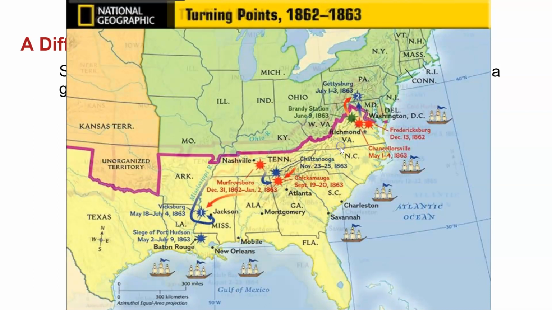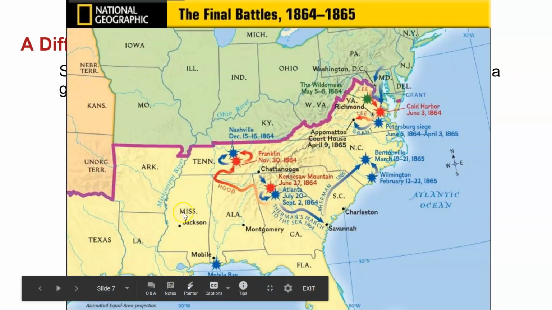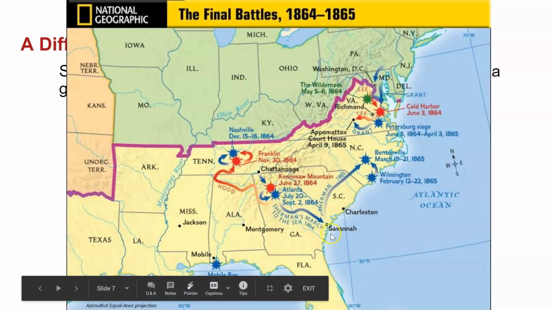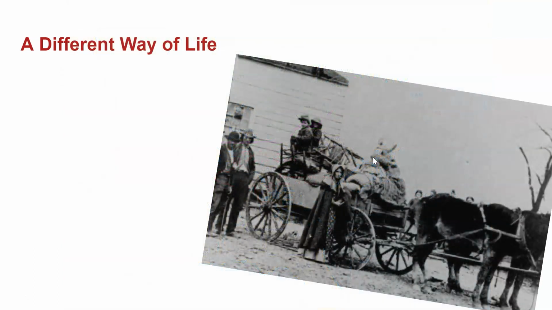And then when we look at the final battles, we're looking at famous battles like the Siege of Atlanta, Sherman's March to the Sea and Savannah, and getting into Bentonville and Wilmington. And then, of course, we can't forget Appomattox Courthouse, where things officially end. And, of course, Cold Harbor and even the Battle of the Wilderness or Petersburg's siege.